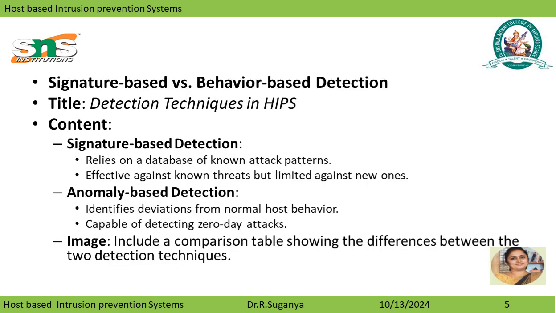So signature based versus behavior based detections. So detection techniques in HIPS, that is signature based detection. That is the patterns of the particular applications or the users. It relies on the database of the known attack patterns. So effective against known threats but limited against new ones. Anomaly based detection: it identifies deviations from normal host behavior. It is capable of detecting zero-day attacks.